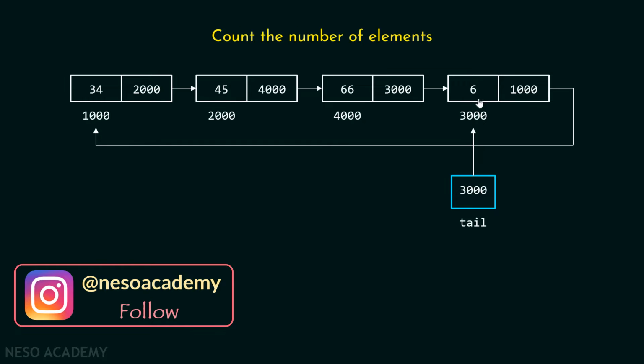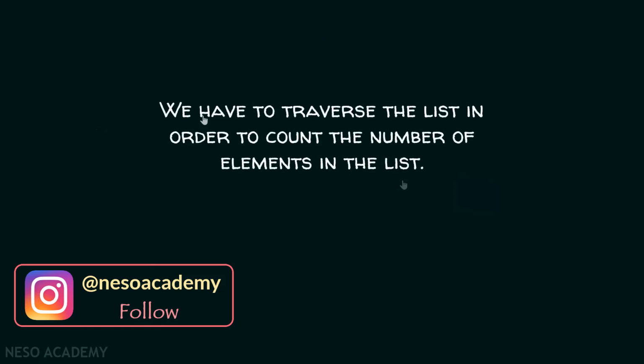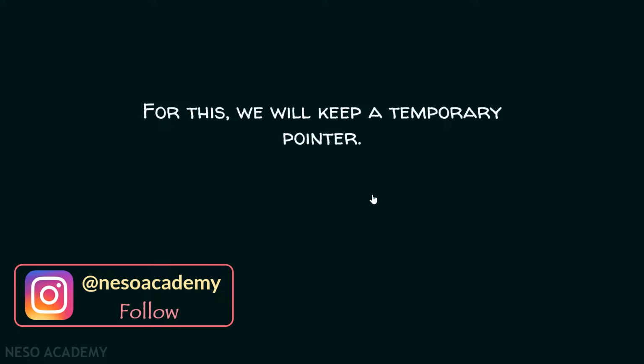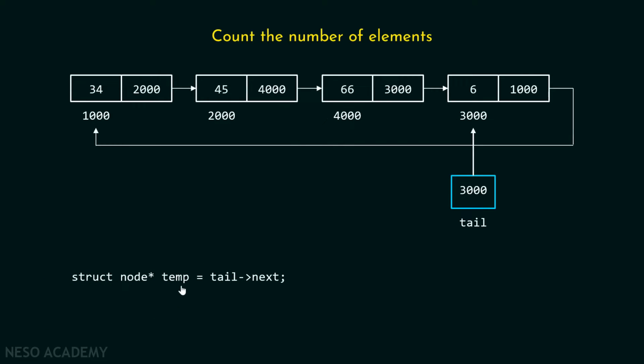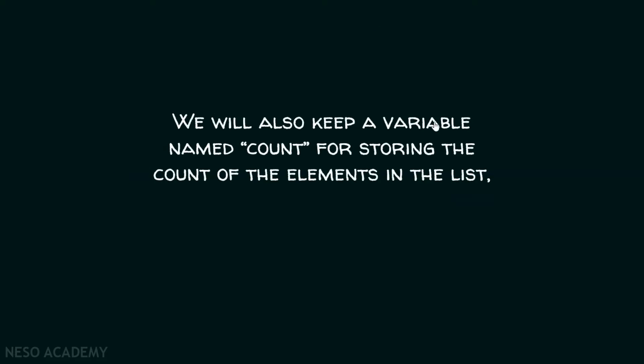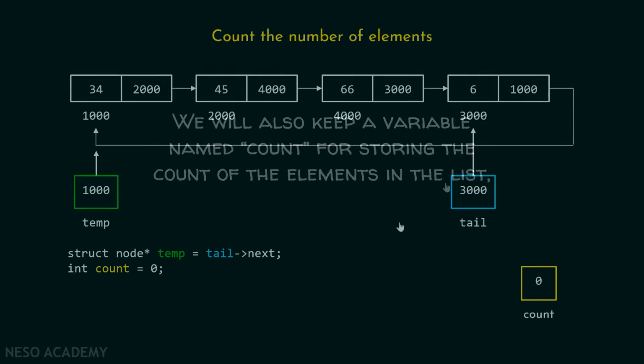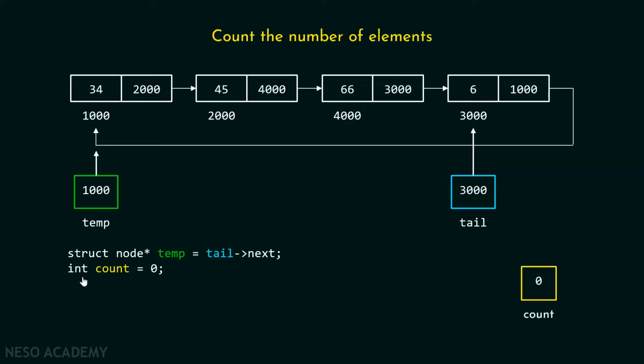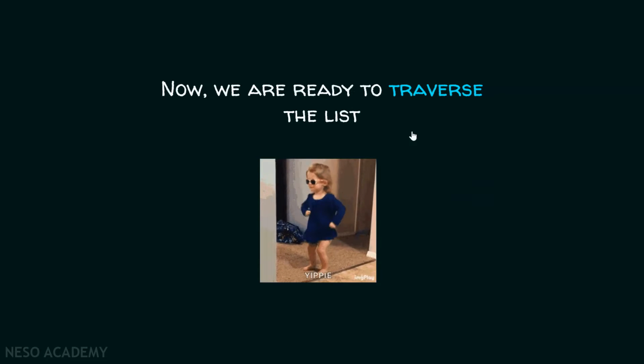In other words, here you can see the tail pointer is currently pointing to the last node of this list. We have to traverse the list in order to count the number of elements in the list, obviously. For this, we will keep a temporary pointer. That means I'll keep a temp pointer which must point to the first node of this list. After this, we will also keep a variable named count for storing the count of the elements in the list. So this is the count variable, and you can see over here it is initialized to 0.